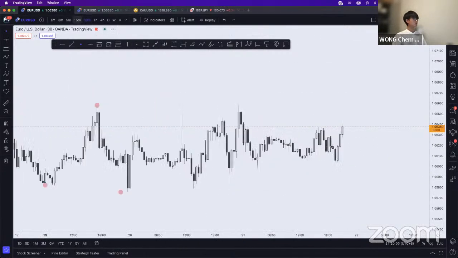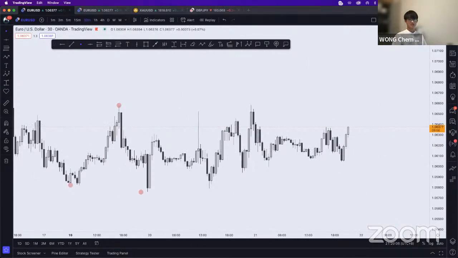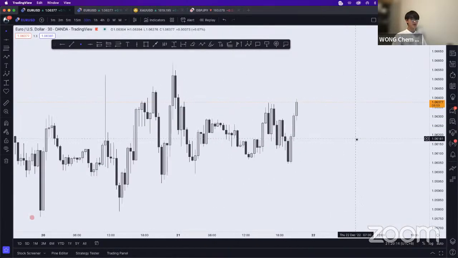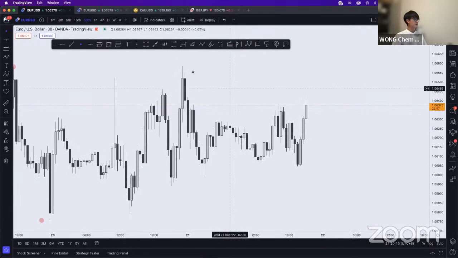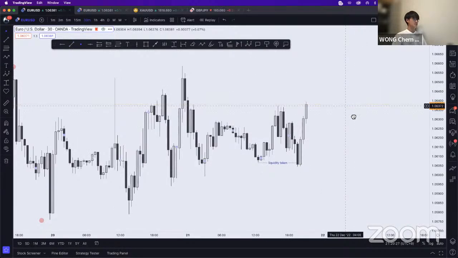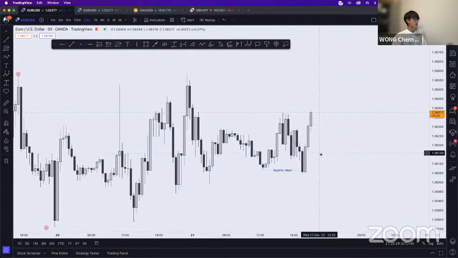If you go down to the 30 minute time frame, looking at the current price, we see that price has swept liquidity at the bottom. This area below has been swept, liquidity taken, and that resulted in a very strong bullish momentum, pushing up all the way.